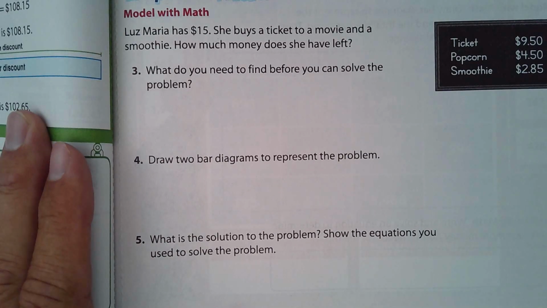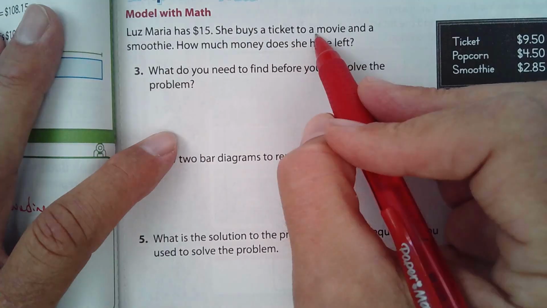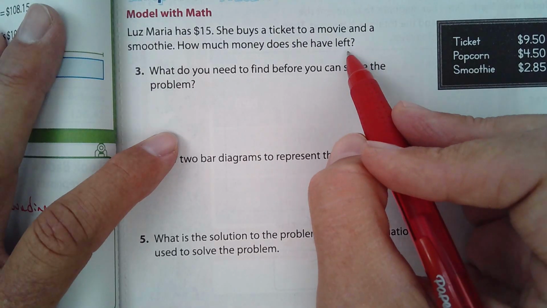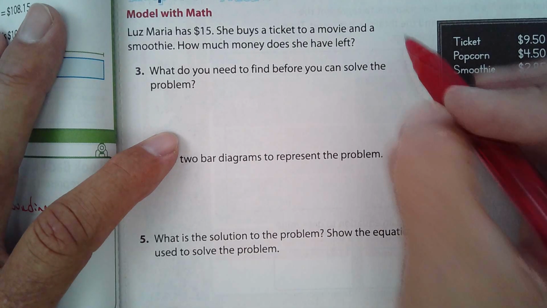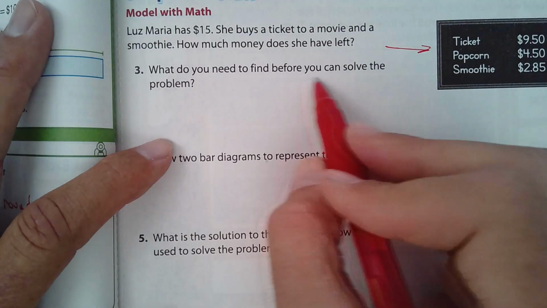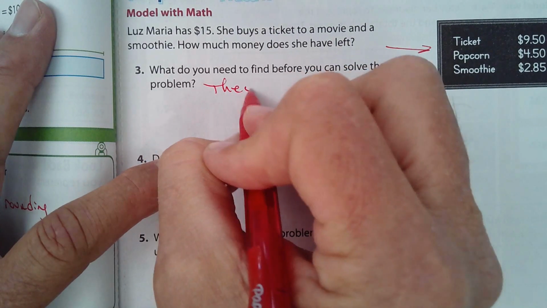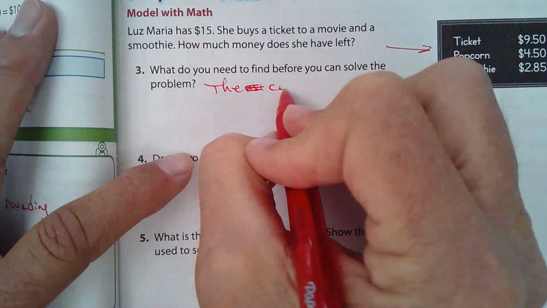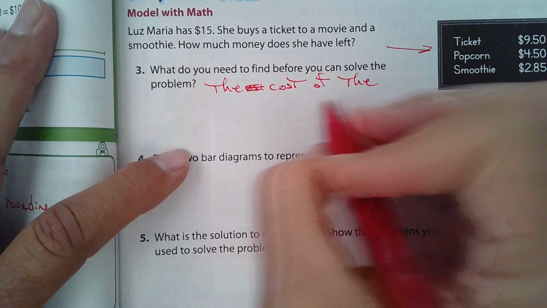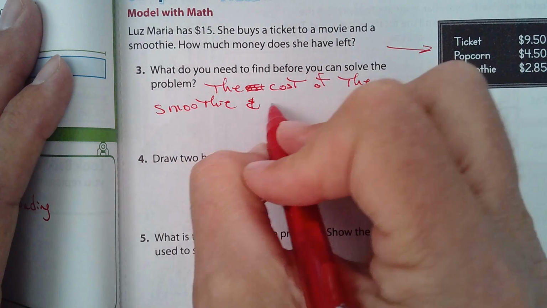Number 3, it says, what is that? Maria has $15. She buys a ticket to a movie and a smoothie. How much money does she have left? Okay. Well, over here is the cost of the popcorn and the smoothie and the ticket. It says, what do you need to find before you can solve the problem? And that would be the total cost of the smoothie and the movie.